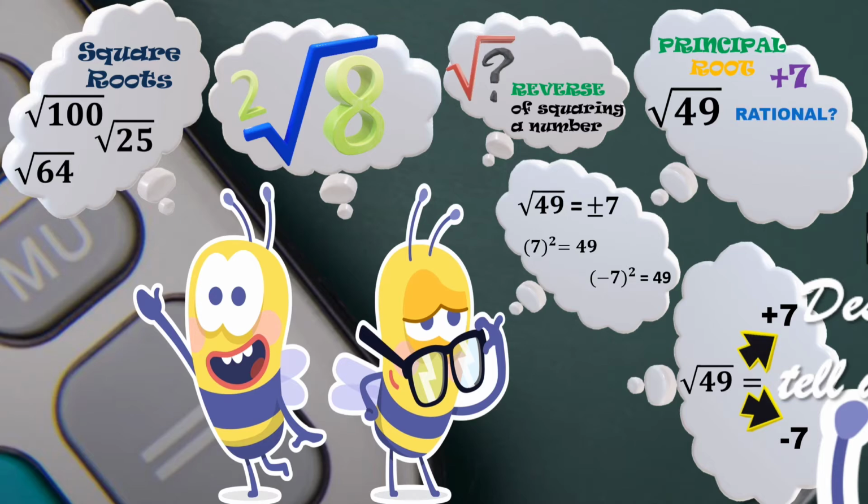To classify if the principal root is rational or irrational, we must determine if the radicand is a perfect square of a number.